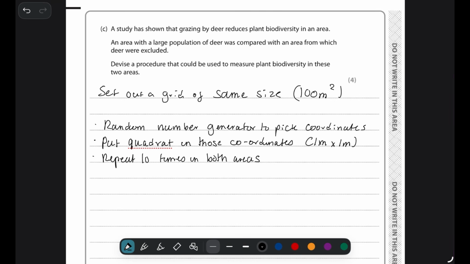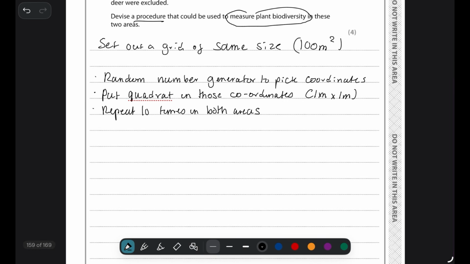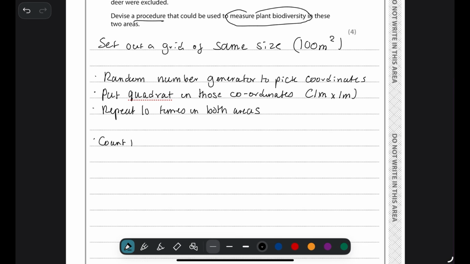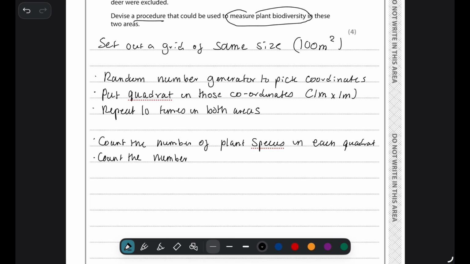Now, we've kind of done the procedure, but we need to think about how we're actually going to measure the plant biodiversity. So procedure is done. Plant biodiversity is the next thing we need to cover. Now, you need to count the number of species, or the number of plant species in each quadrat. And then on top of that, count the number of each species. So you count the number of species, say there's 5 different species, then you count the number of plants in each species. That's a better way of putting it.